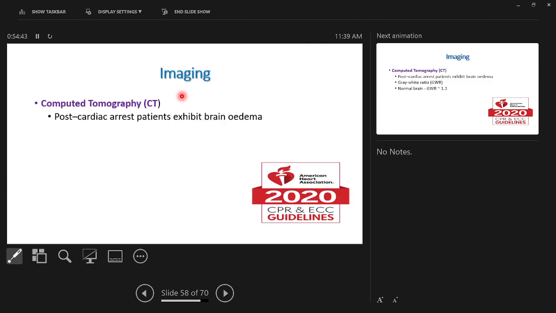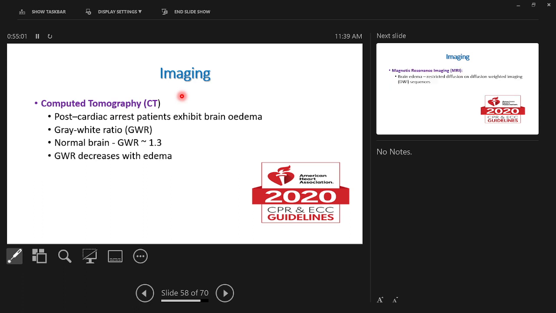Regarding the imaging, we can do CT. In post cardiac arrest patients, CT has to be done within 24 hours. We will mostly find brain edema. Normally the gray-white ratio is around 1:3, but with edema this ratio will decrease.